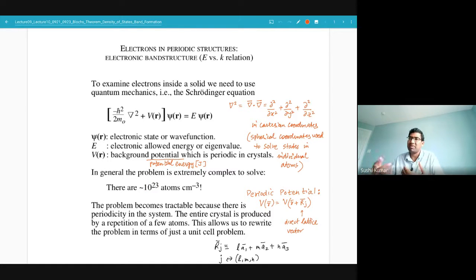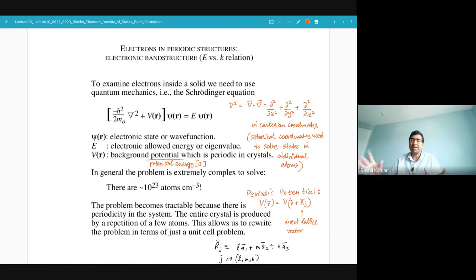Avogadro's number is the number of atoms per mole, or, you know, on that order. It could be much more or less, but of that order. So 10 to the 23 atoms per centimeter cube. That's kind of an order, you can say. And all those atoms contribute to this potential energy. So it's a periodic potential.